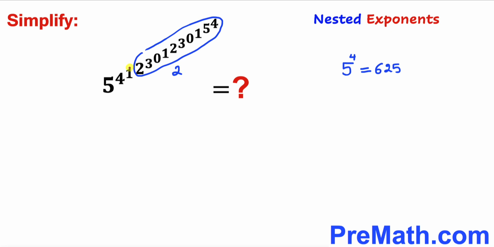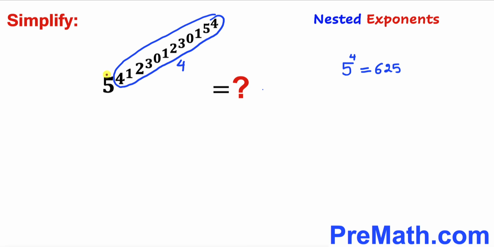And now we are going to focus on 1. 1 power 2, we can write, is same as 1. So therefore this whole thing turns out to be equal to 1. And now 4 power 1 is going to be equal to 4. So therefore this whole thing is going to be equal to 4.